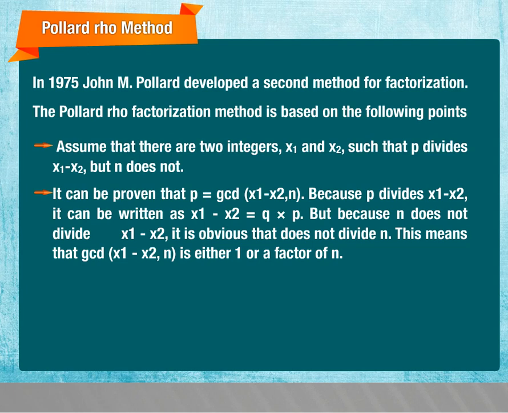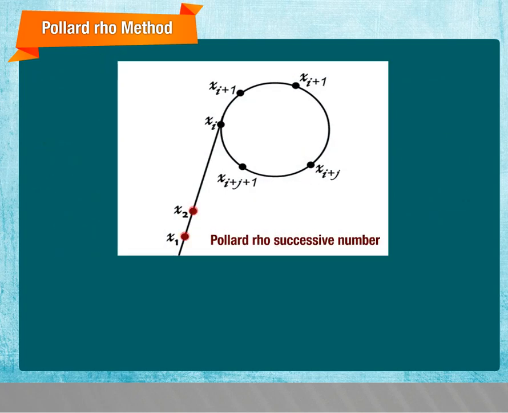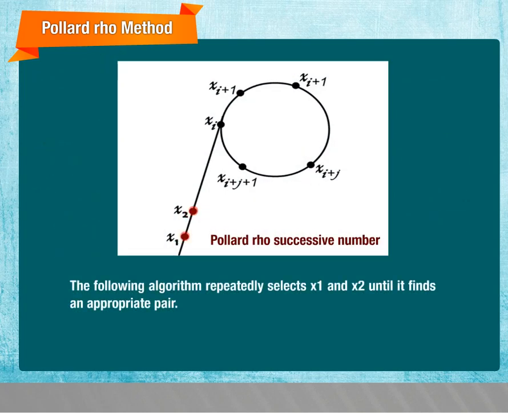Because p divides x1 minus x2, it can be written as x1 minus x2 is equal to q times p. But because n does not divide x1 minus x2, it is obvious that q does not divide n. This means that GCD of x1 minus x2, n is either 1 or a factor of n. The following algorithm repeatedly selects x1 and x2 until it finds an appropriate pair.